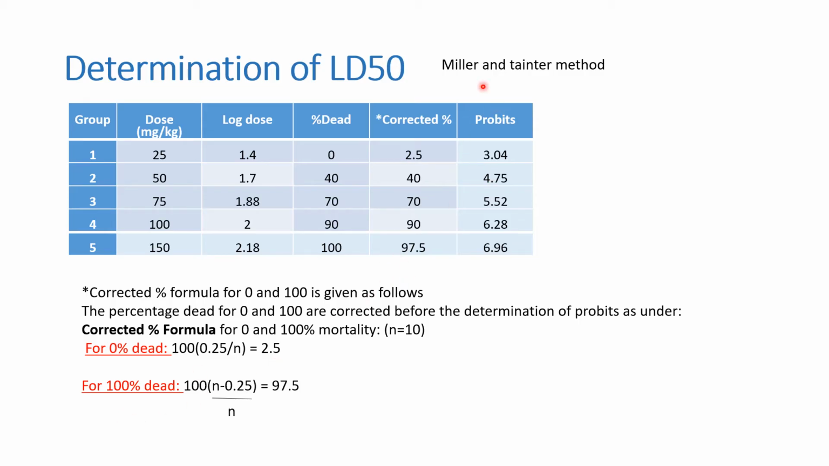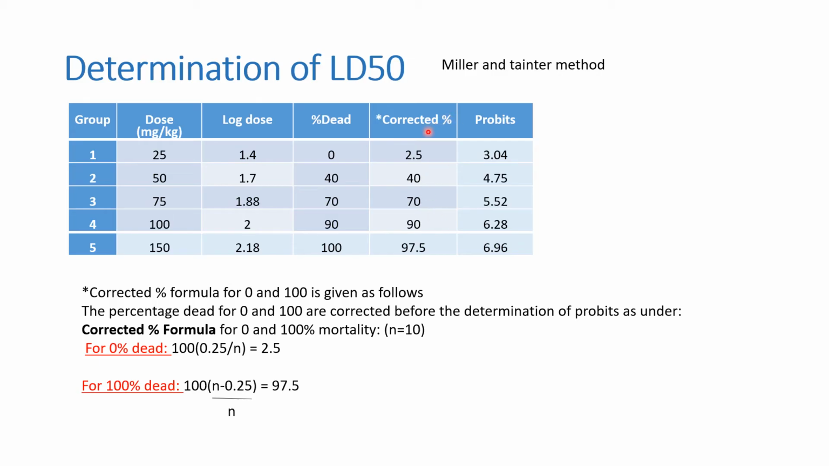Then according to this method we need to do the percent correction of the first value and the last value. The last one is 150. Again we have the formula 100 into (n minus 0.25) divided by n. Here n is 10, as we have used 10 animals in each group. So we put 10 in the formula, and after calculation we get 97.5. You can easily see here this is 97.5, and the rest of the 3 readings will be the same.